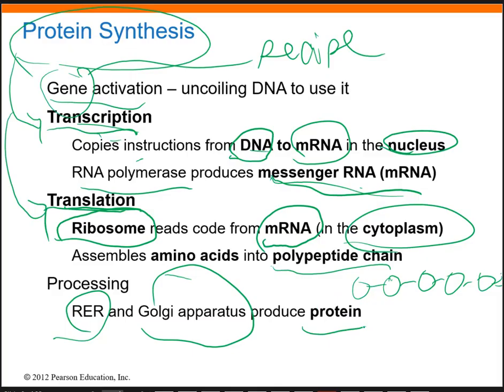So we started in the nucleus, and we went from DNA to RNA. Then the RNA leaves the nucleus and goes out into the cytoplasm to the ribosome. The ribosome reads the RNA and links together amino acids. Okay, we have our polypeptide. Then that polypeptide goes into the rough endoplasmic reticulum for processing. Sometimes it goes into the Golgi apparatus for processing. Then we have a protein.